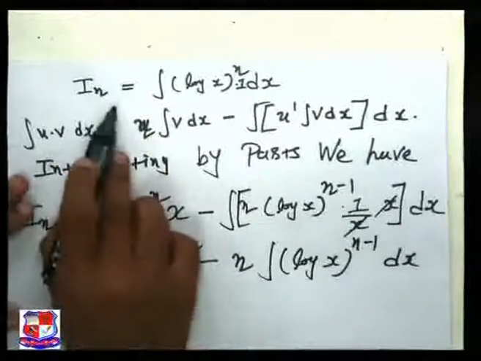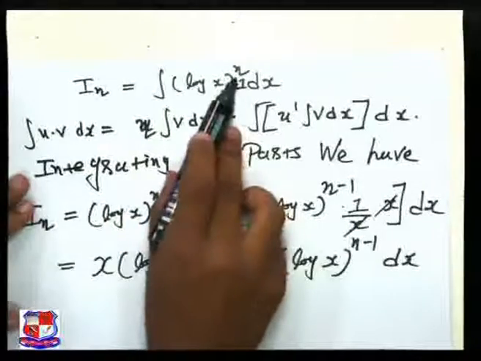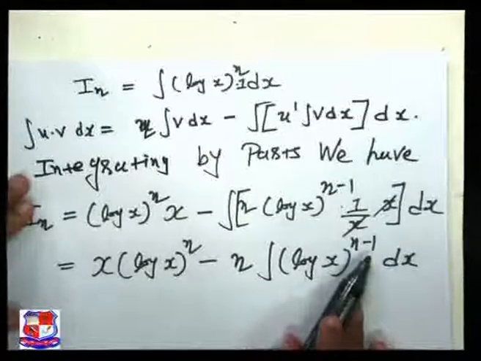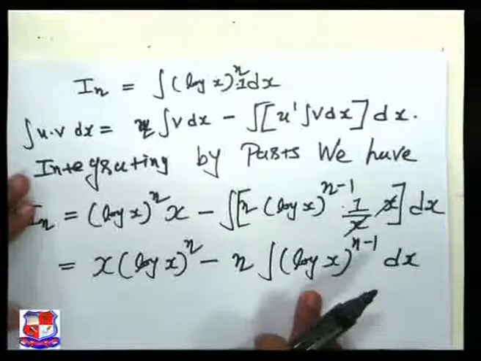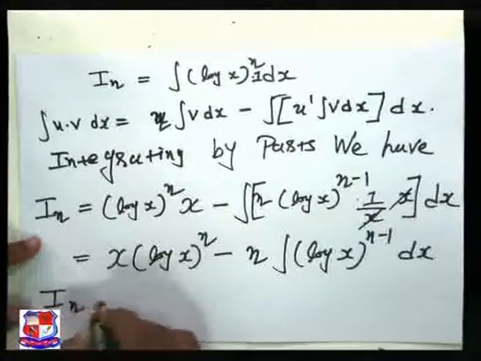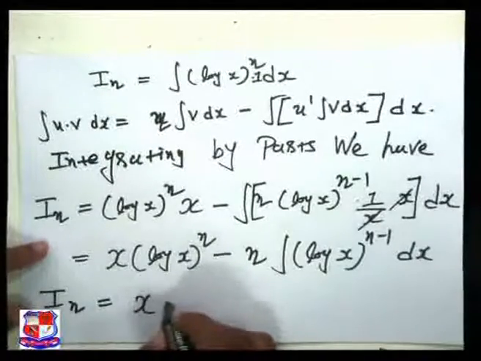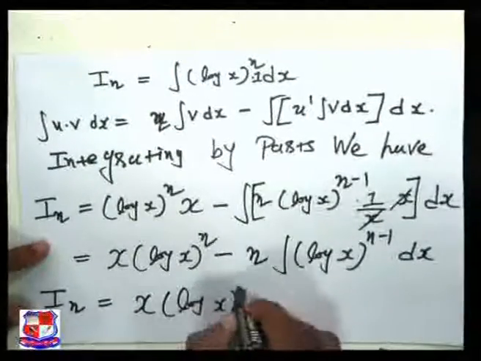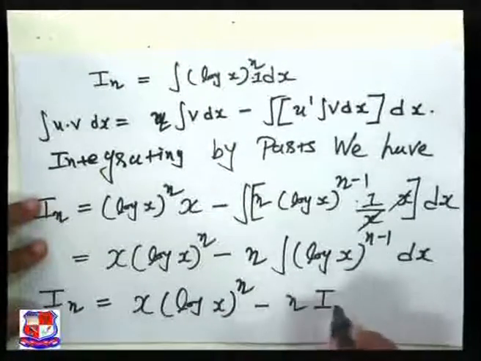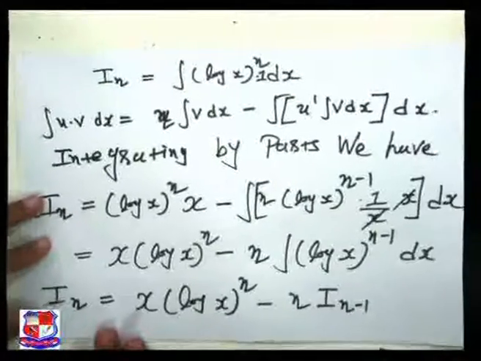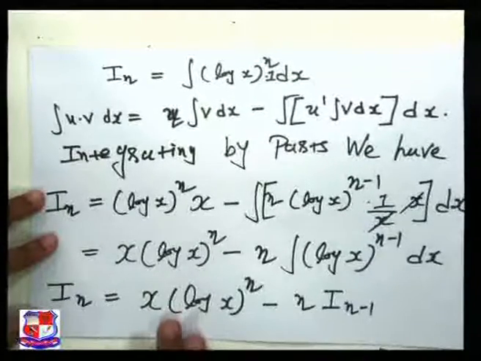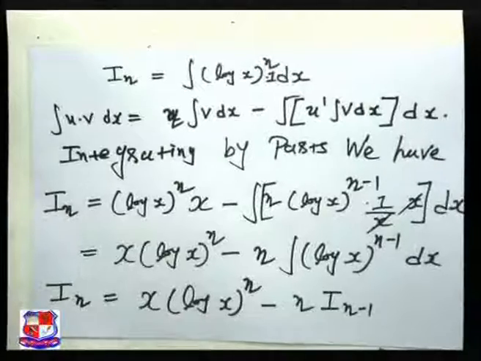Now if In is equal to integration of log x raised to n dx, then integration of log x raised to n minus 1, we can say this is I n minus 1. So finally we get In is equal to x log x raised to n minus n I n minus 1. Okay, so this is our required formula, right? Next question.